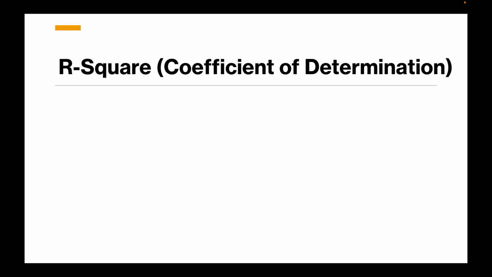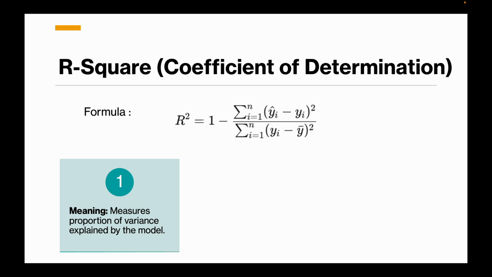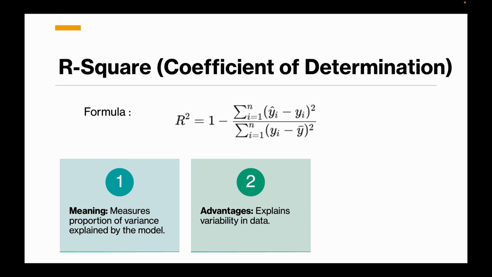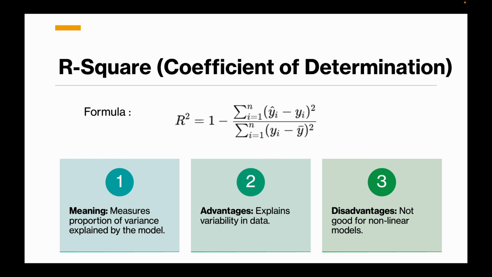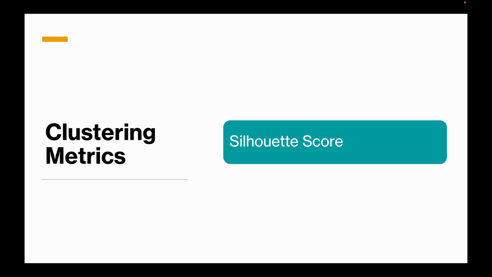R squared or coefficient of determination. The formula is like this, meaning it measures proportion of variance explained by the model. The advantage of this is it explains variability in the data. Disadvantage is it is not good for nonlinear models. Next is clustering metrics, that is silhouette score.